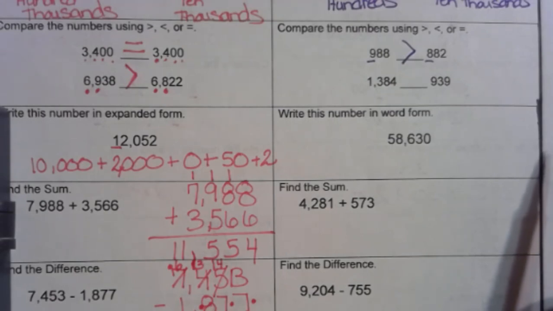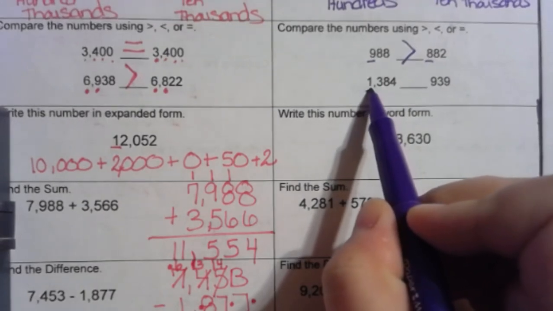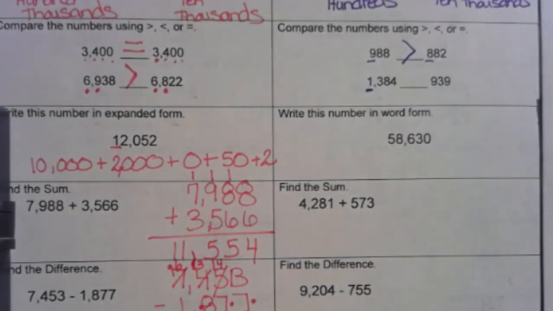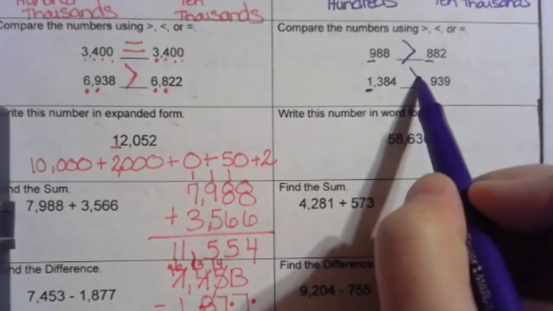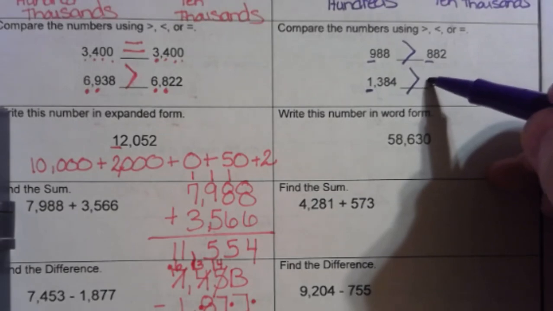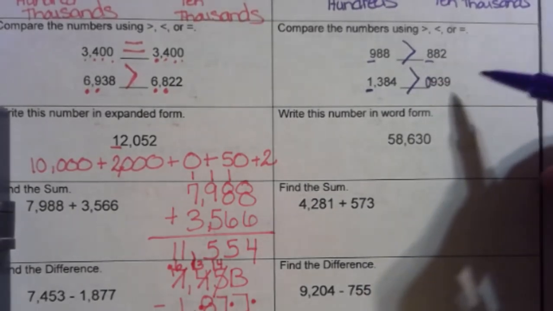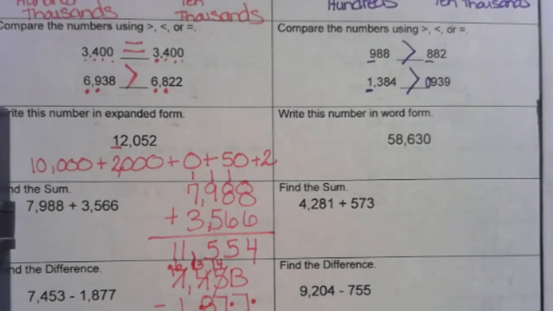Moving on to the next one, we have 1,384 and 939. Well, the 939 is only a 3-digit number, where 1,384 is a 4-digit number. So we can automatically say that 1,384 is larger than 939. Because the thousands place over here has an imaginary 0, and 1 is greater than 0. Very good.